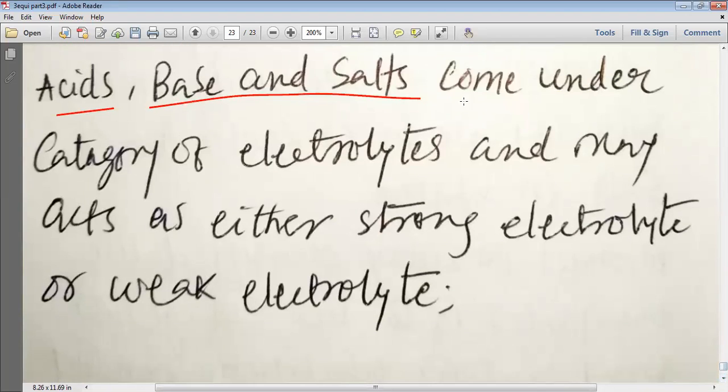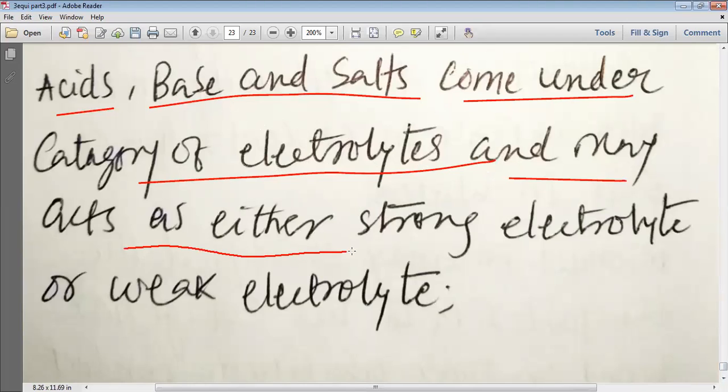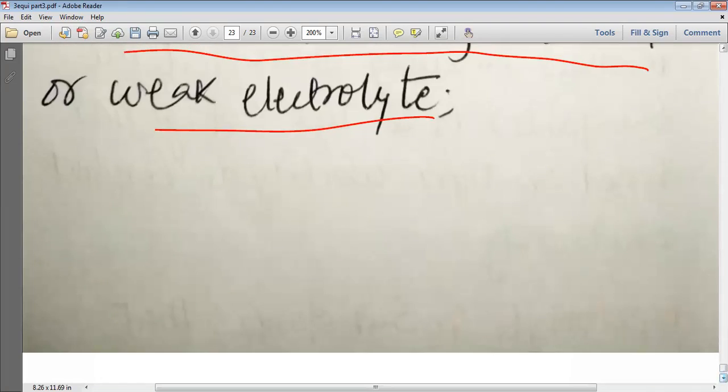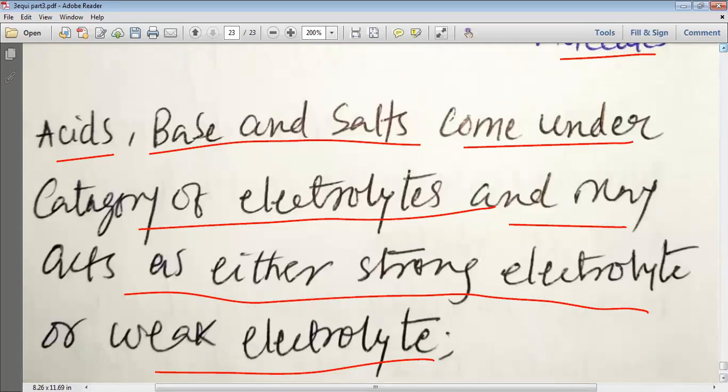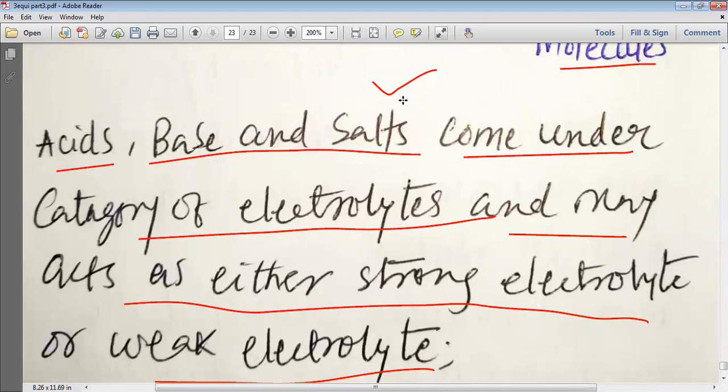Acids, bases and salts come under the category of electrolytes. They are actually electrolytes, and they may act as either strong electrolytes or weak electrolytes. That is what we have studied in 10th standard also, that we may have strong acid and strong base, weak acid and weak base, and we can even have various types of salts like acidic salt, basic salt and neutral salt.